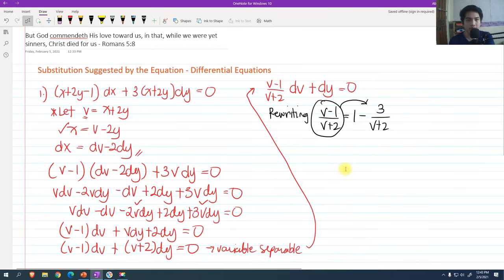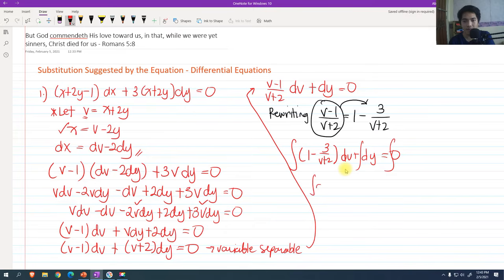So if we substitute that, we'll be having (1 minus 3) all over (v plus 2), dv plus dy equals 0. So integrate both sides of the equation, as well as the plus dy here. Integrate that. So we have the integral of dv minus 3 times the integral of dv all over (v plus 2). I separated the integrals and distributed the dv. Plus we have the integral of dy equals the integral of 0.